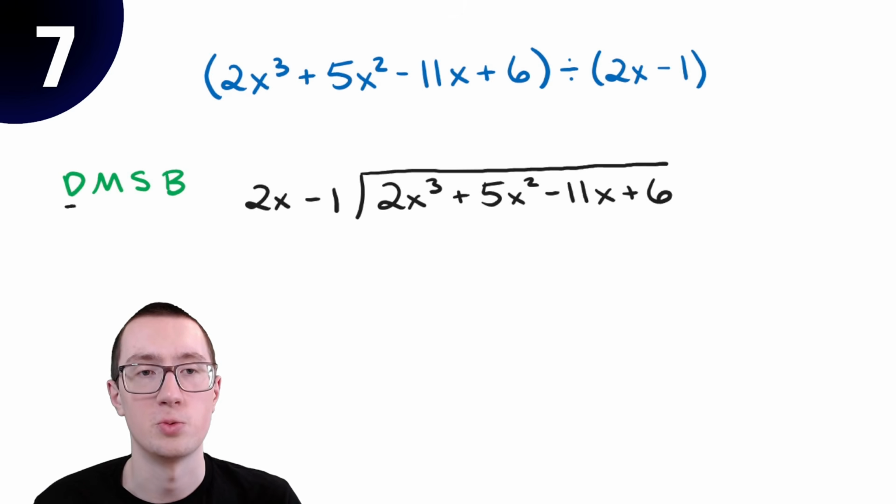So the first step is to divide. We're going to take the first parts of both parts and we're going to divide them. So we're going to divide 2x to the third by 2x. So we'll divide the numbers first, then the letters.